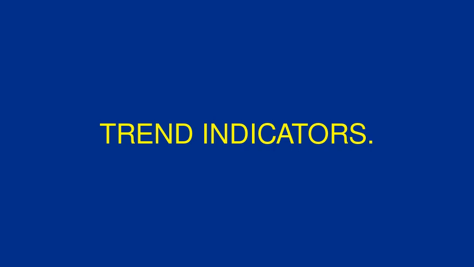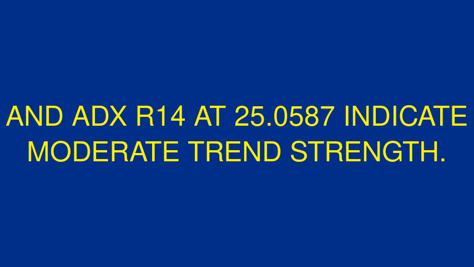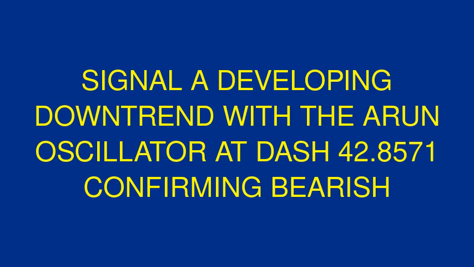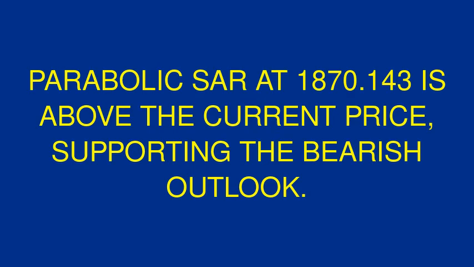Trend indicators. ADX 14 at 29.0232 and ADXR 14 at 25.0587 indicate moderate trend strength. ARUN down at 100.0 and ARUN up at 76.0 signal a developing downtrend with the ARUN oscillator at -42.8571 confirming bearish dominance. Parabolic SAR at 187.0143 is above the current price, supporting the bearish outlook.